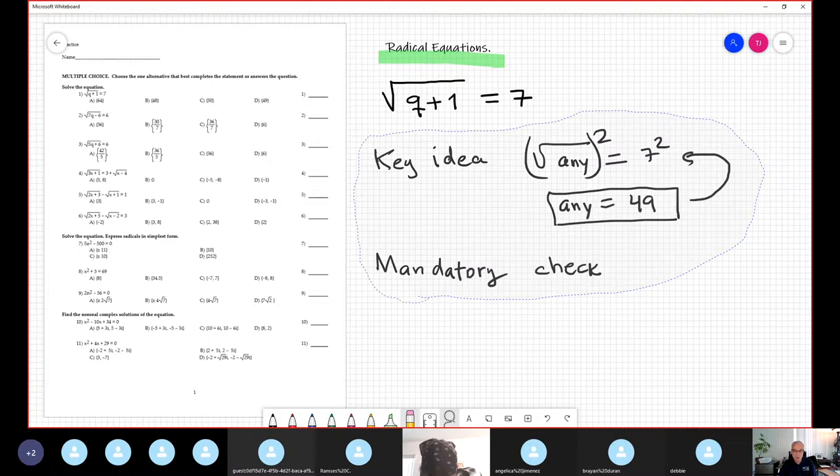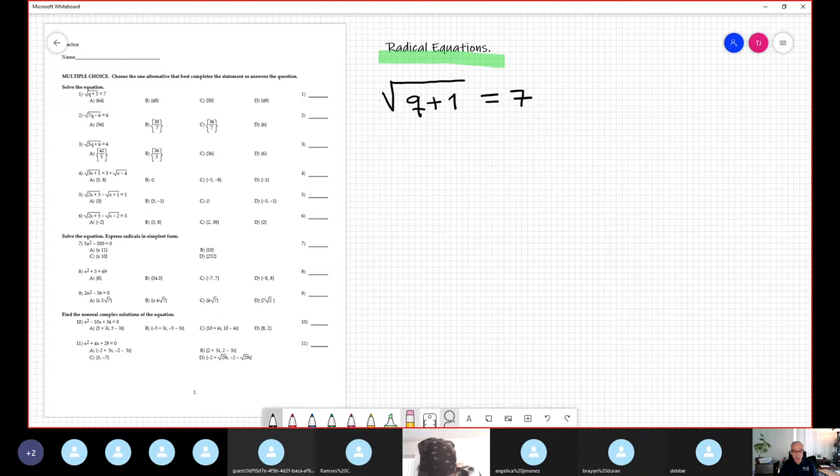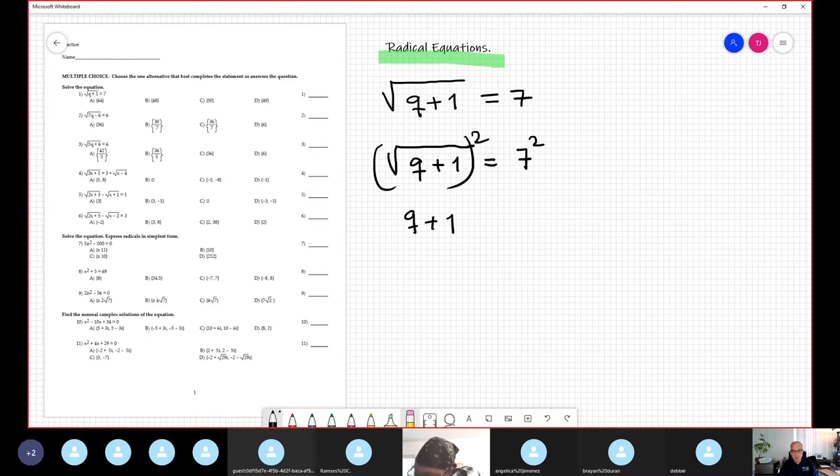You copy the equation again. Why do I copy it again? Because I don't touch the original. I will use the original at the last moment to check it, right? Now I square both sides: q plus 1 without the square root equals 7 squared, which is 49. Now solve for q: q equals 49 minus 1, which is 48.